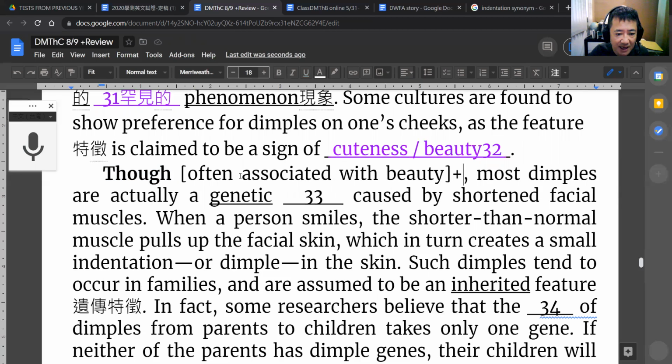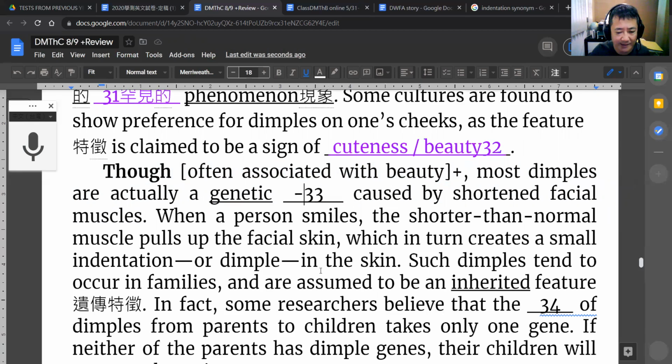By the way, this word associate 又出现了, right? Though often associated with beauty, 跟 beauty 有关，对不对？Most dimples are actually 其实 genetic 基因的患 caused by shortened facial muscles. So the first part of the though sentence is 正面的 positive. The second part 会是 negative. So here I need something negative, something 负面的. It is associated with beauty, but really, actually, it is a 基因的患.